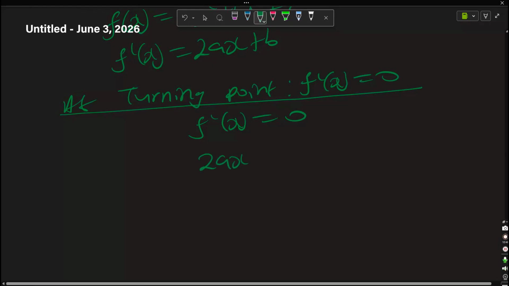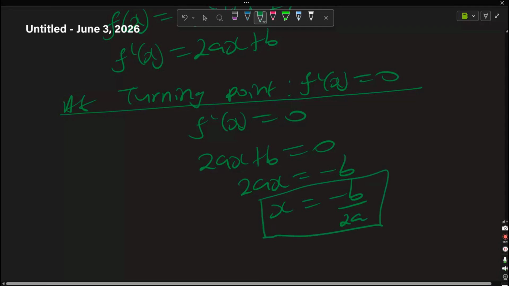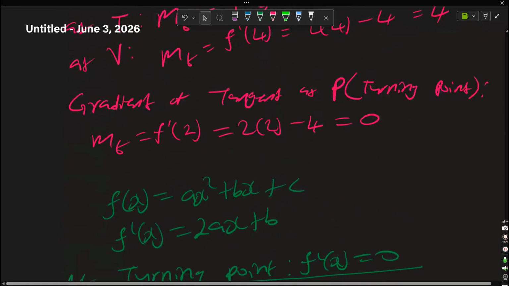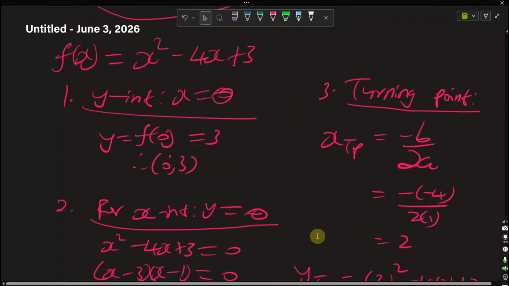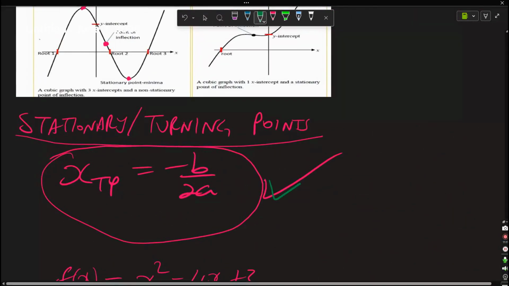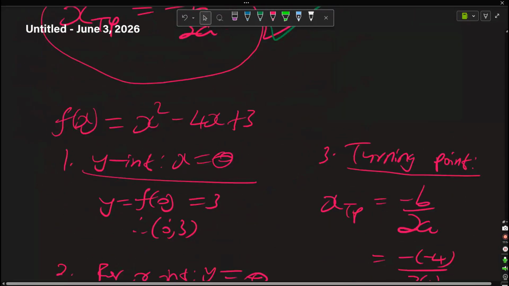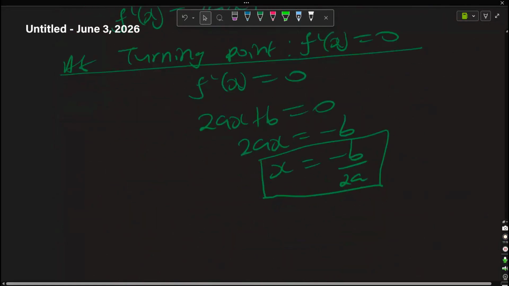So this is 2ax plus b, which is 0. Now I'm going to transpose the b to the right. Then it becomes negative b. Then I'm going to divide everybody by 2a. And that's what we get. Voila! Exactly. Can you see that? So now this is how this formula was constructed. We just went back to this.